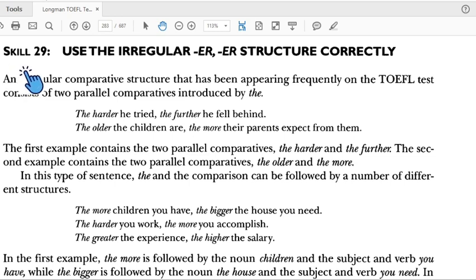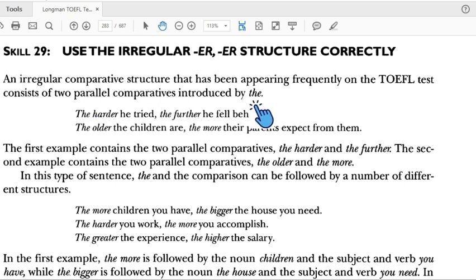It's skill 29. Use the irregular ER structure correctly. The irregular comparative structures that appear frequently on the TOEFL test consist of two parallel comparatives introduced by "the".